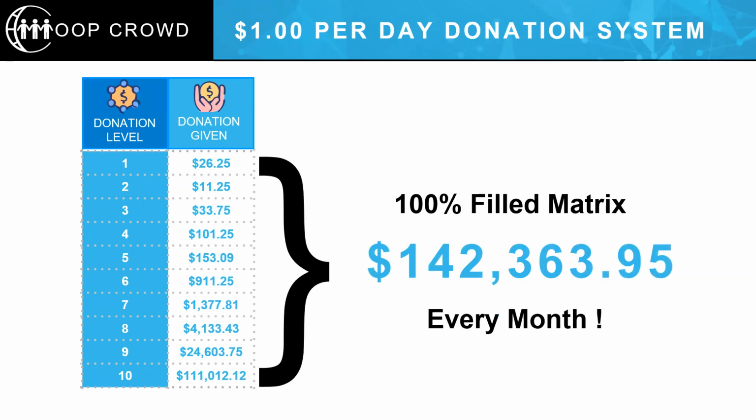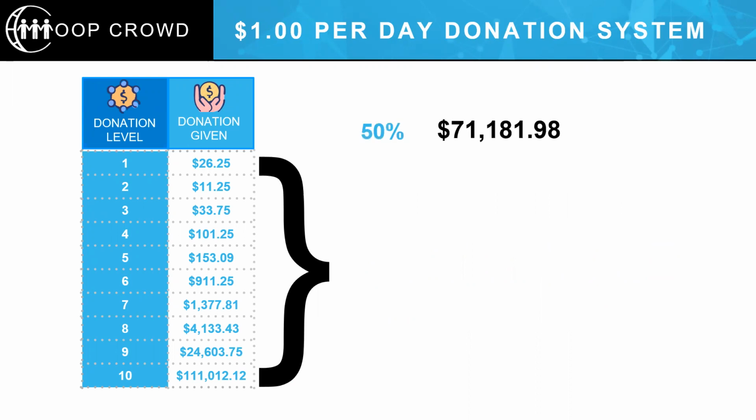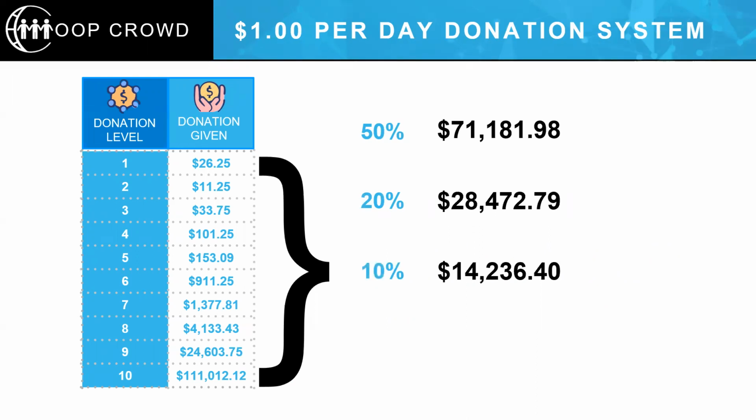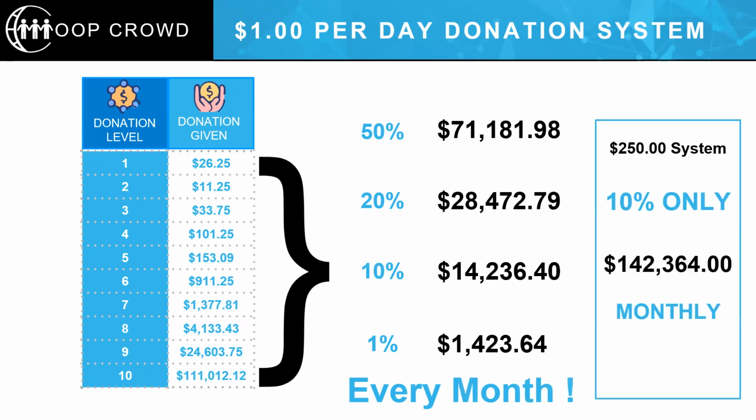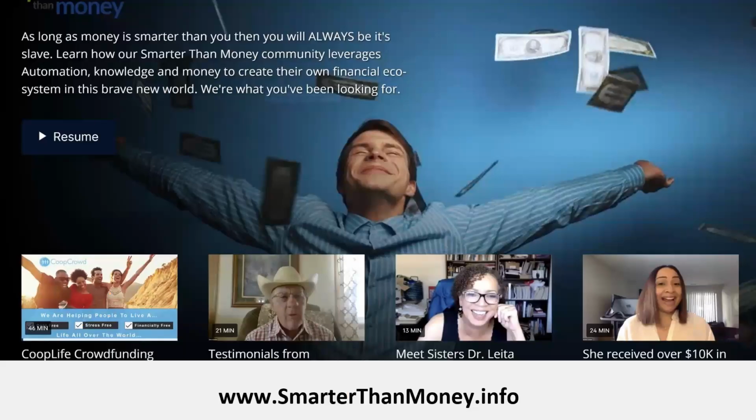And when that's done, you're going to get $142,000 per month. Now, let's say that you got it 50% right. That's still 71,000, or even 20% right, that's 28,000. 10% is 14,000. And even a whopping 1% right, you're still at $1,400 per month. And don't forget, if you supersize it with the $250 matrix, that's adding a zero to all of these numbers. And even at only 10%, that's over $142,000 per month.